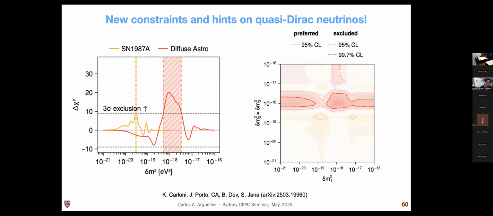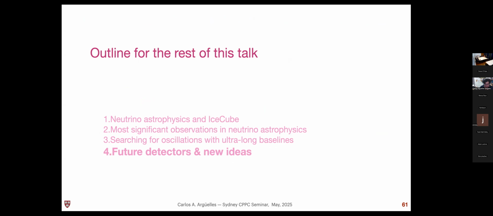We also did a study where we have two different delta M squares. That has additional effects, but it doesn't really give you a very different shape. It's mostly driven by this spectral distortion at low energies. So I will just leave that there. Okay, so that's the physics that I've been interested in doing, this sort of very long baseline oscillation.